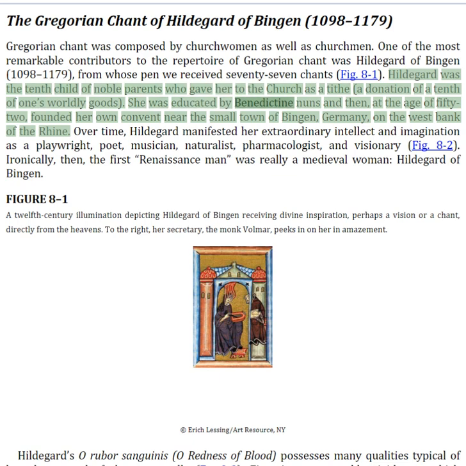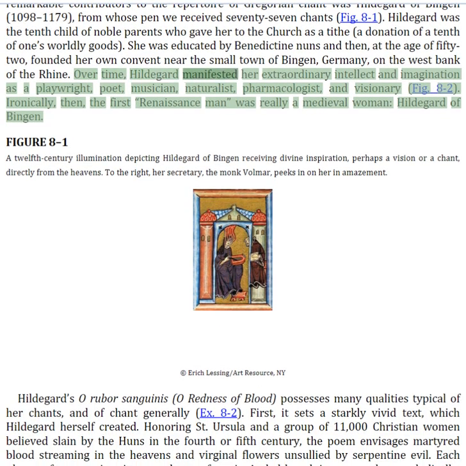She was educated by Benedictine nuns and then, at the age of 52, founded her own convent near the small town of Bingen, Germany, on the west bank of the Rhine. Over time, Hildegard manifested her extraordinary intellect and imagination as a playwright, poet, musician, naturalist, pharmacologist, and visionary. Ironically, then, the first Renaissance man was really a medieval woman, Hildegard of Bingen.